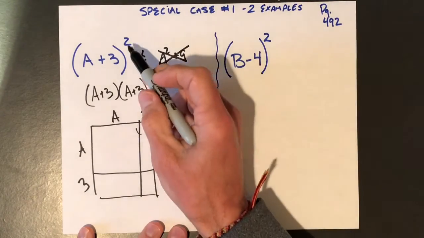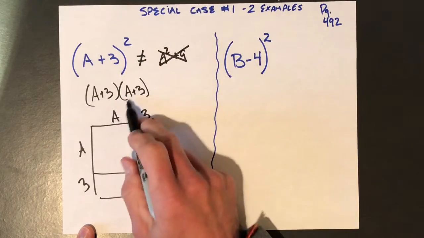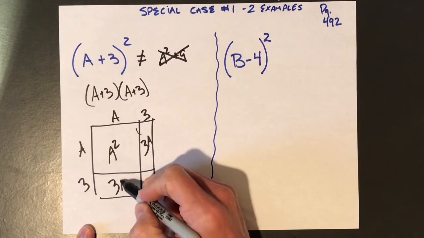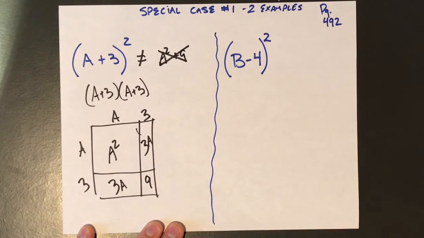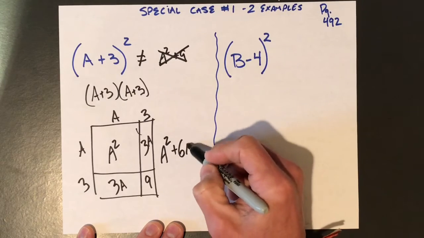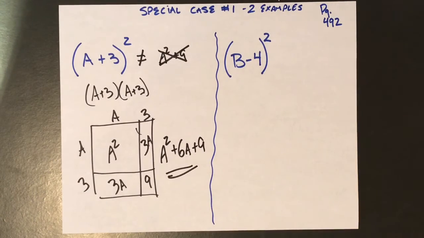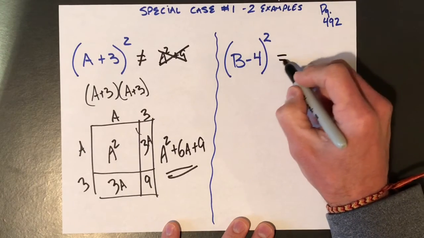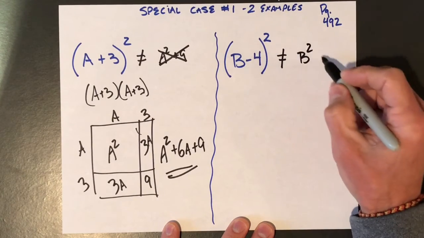So instead, think about writing it out. There's 2 of them, so write 2 of them. This is a squared. You can fill in the rest. Combine your like terms. Be done. Likewise, on the minus side, what it isn't is b squared minus or plus.